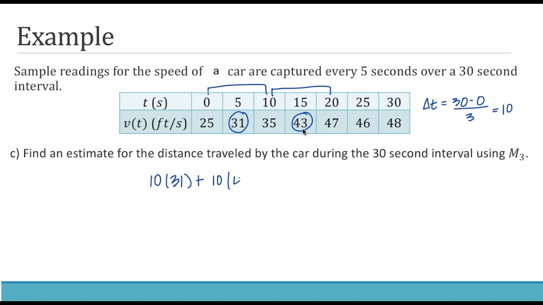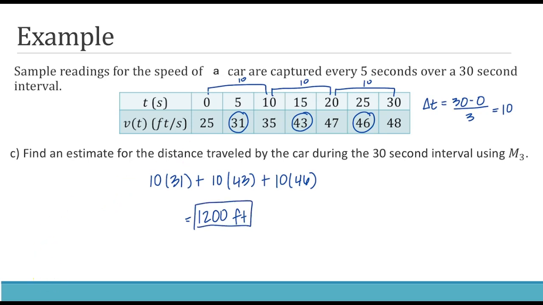So we're going to have 10 times 43. And then finally, between 20 and 30, that's also 10. So each of these was 10 seconds. And the height at the midpoint, 25, is 46. So we have 10 times 46. And the units there are going to be in feet. So my final answer is 1,200 feet on this one. Because again, each time we were multiplying seconds times feet per second, seconds will cancel to just give us feet.